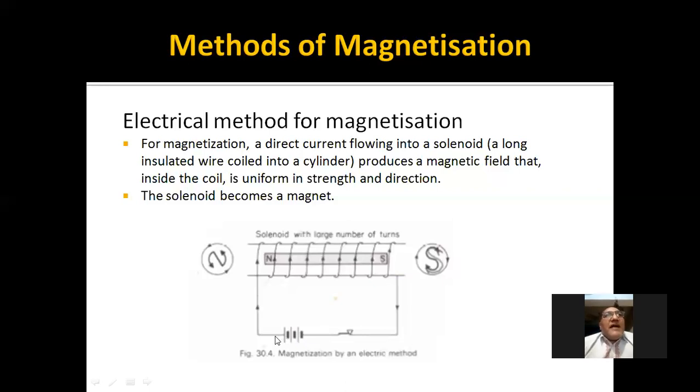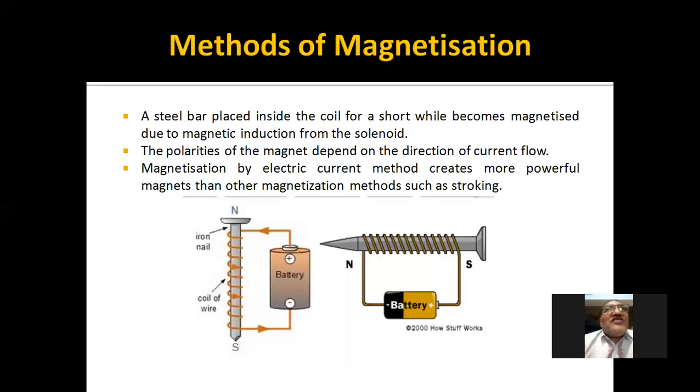For example, when the positive is here and the current is flowing in this direction, the north is here and the south is here. If I reverse the direction of the battery, the direction of the current will reverse, and the polarity of this electromagnet will also change. Then here I will have the south and here I will have the north. I hope these points are clear to you. Let's move to the next thing.